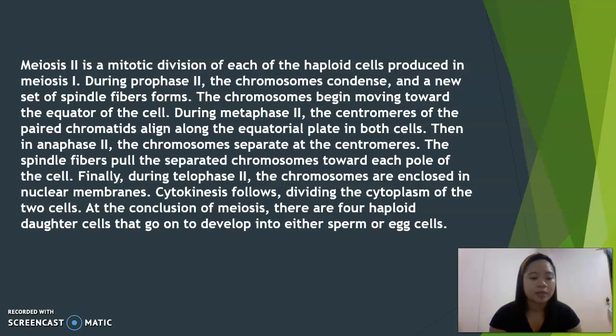Then, in anaphase II, the chromosomes separate at the centromeres. The spindle fibers pull the separated chromosomes toward each pole of the cell. Finally, during telophase II, the chromosomes are enclosed in nuclear membranes. Cytokinesis follows, dividing the cytoplasm of the two cells. At the conclusion of meiosis, there are four haploid daughter cells that go on to develop into either sperm or egg cells.